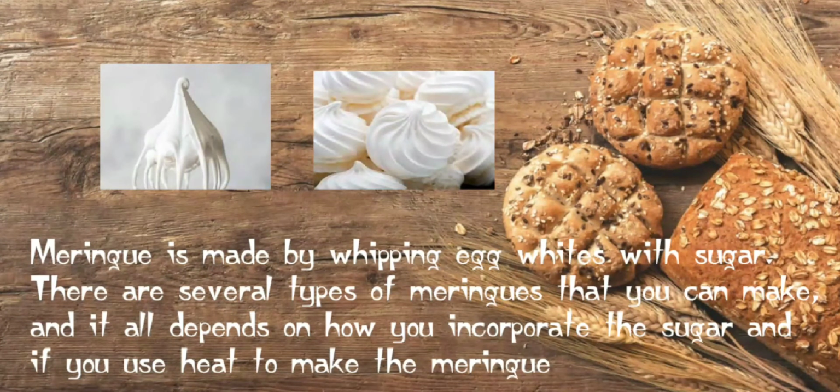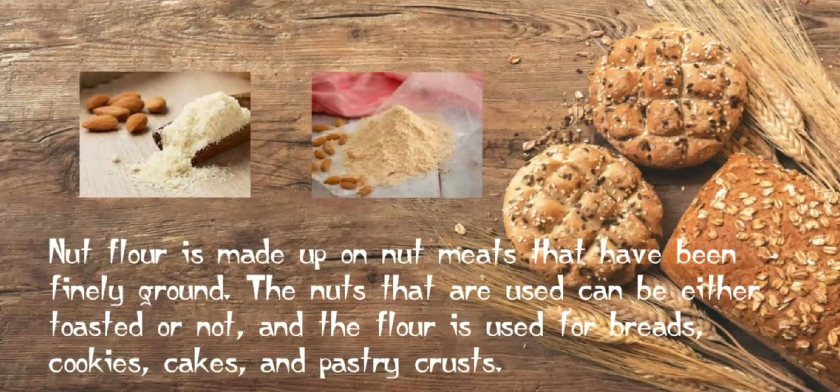Meringue is made by whipping egg whites with sugar. There are several types of meringues that you can make, and it all depends on how you incorporate the sugar and how you use it to make the meringue.